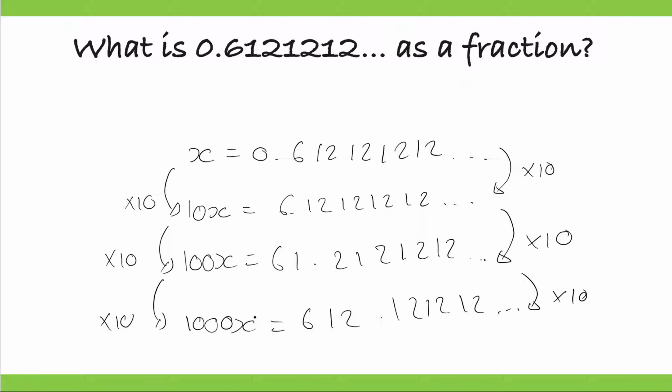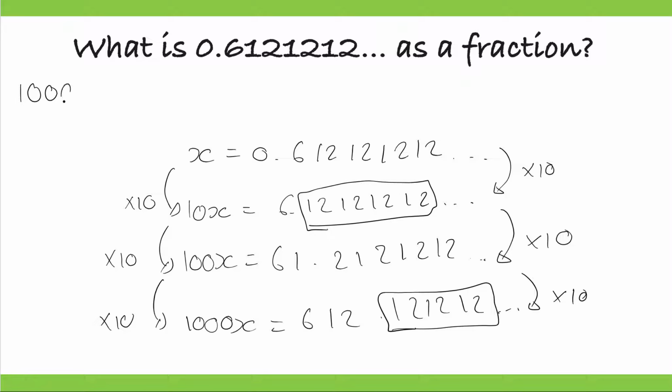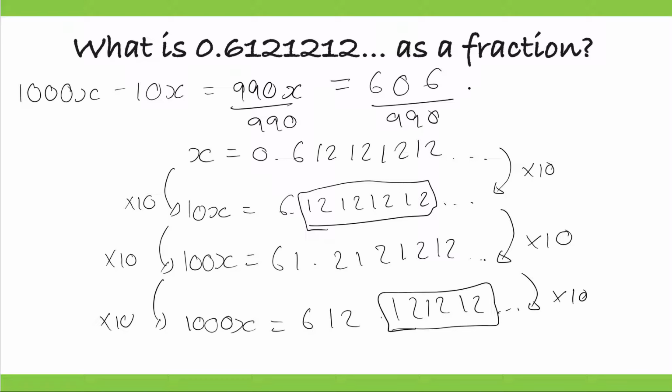Now we can see that 1000x has 1 2 1 2 1 2 and so on, and 10x has the same. So what we can do is 1000x subtract 10x. That gives us 990x, and 612 subtract 6, because all the decimals have cancelled out, this would then become 606. So 990x is equivalent to 606. So we divide by 990 here, and we divide by 990 there. 606 over 990 would be our answer, but we would need to simplify that in order to get full marks.